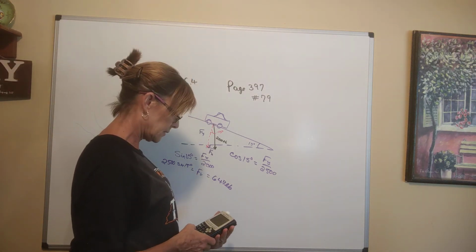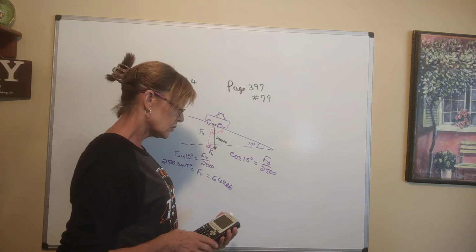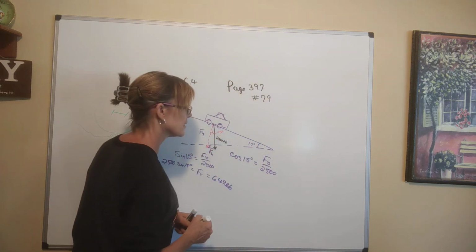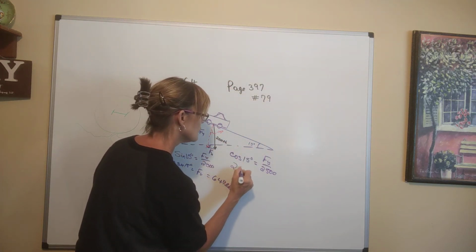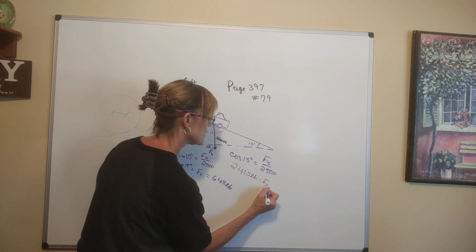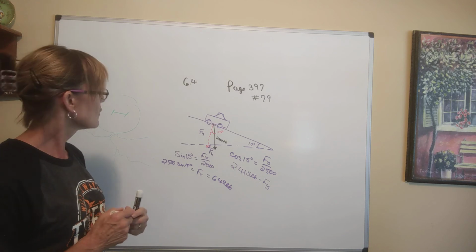2,500 times the cosine of 15 gives us 2,400 and about 15 if I round to the nearest pound. 2,415 pounds is the force perpendicular right here, that red one. And so that is that one.